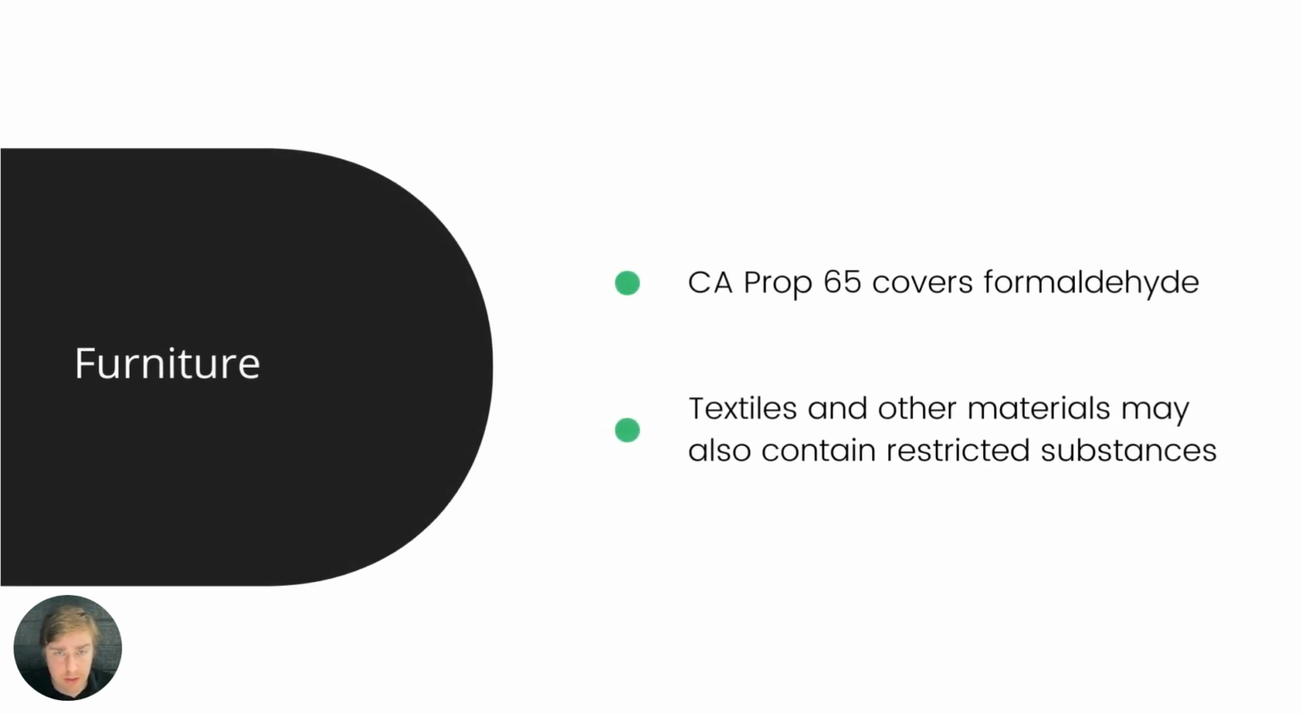Okay, then we've got furniture. California Proposition 65 covers formaldehyde. And it can be formaldehyde traces as a result of the fumigation process, when certain gases are used to kill pests, insects, fungi, and so on. And as mentioned, textiles and other materials are used. This could cover fabrics, could be metal parts, which may also contain substances that are restricted under California Proposition 65.